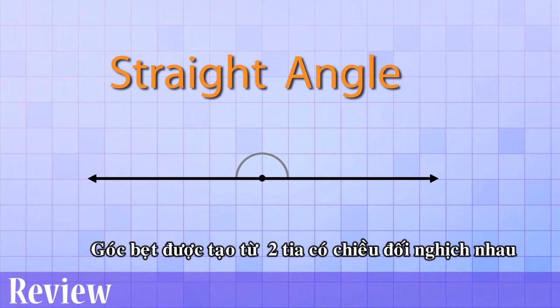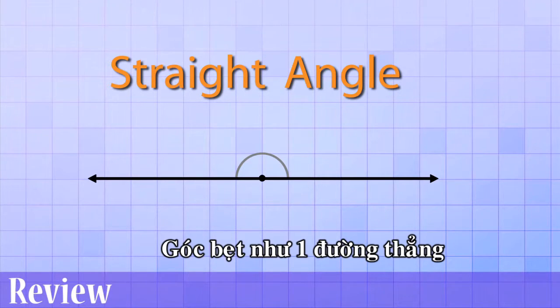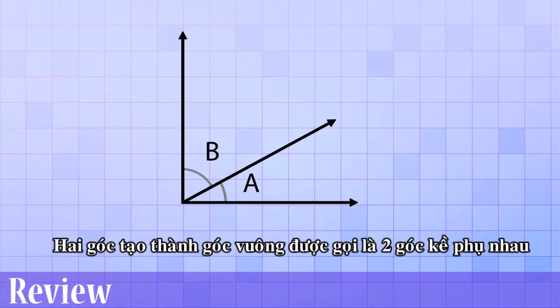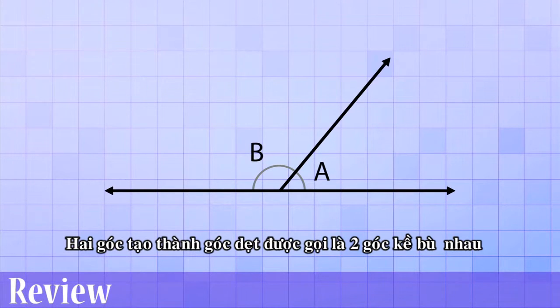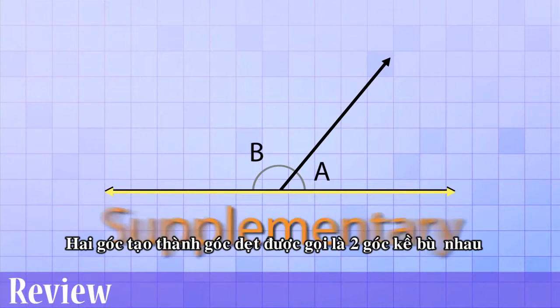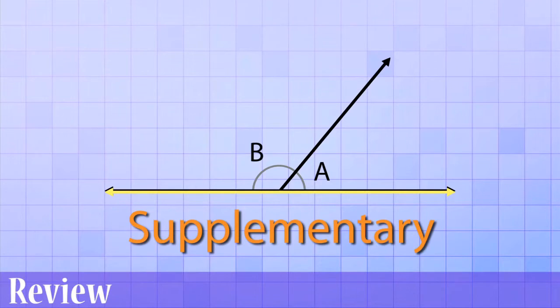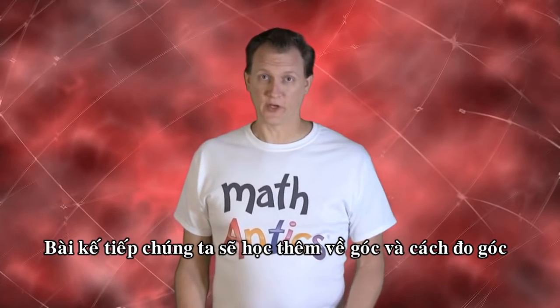A straight angle is formed by two rays pointing in exactly opposite directions. A straight angle is really just a straight line. Two angles that combine to form a right angle are called complementary angles. Two angles that combine to form a straight angle are called supplementary angles. In our next geometry video, we're going to learn more about angles and how to measure them.